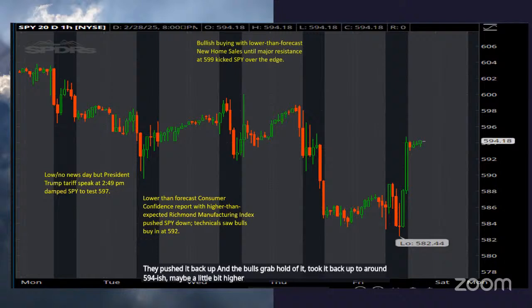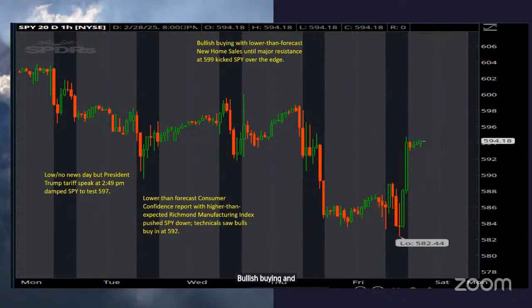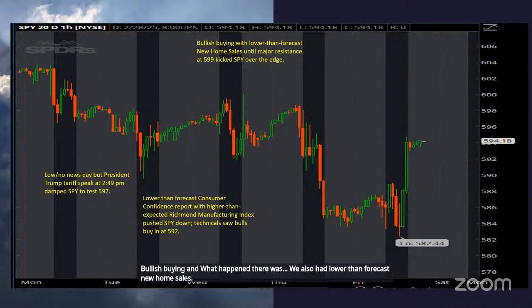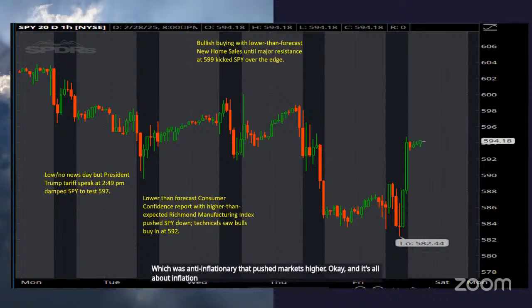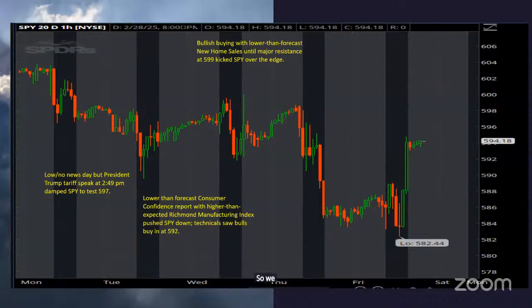On Wednesday, we had some bullish buying, and we also had lower than forecast new home sales, which was anti-inflationary and pushed markets higher. Okay, and it's all about inflation rates, right? It's always about that. So we pushed SPY higher, and then resistance kicked in and pushed SPY down at 599, kicked it over the edge. That was on Wednesday.